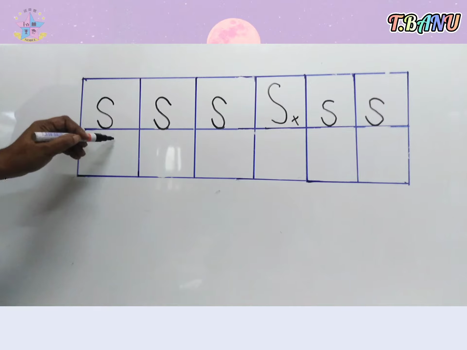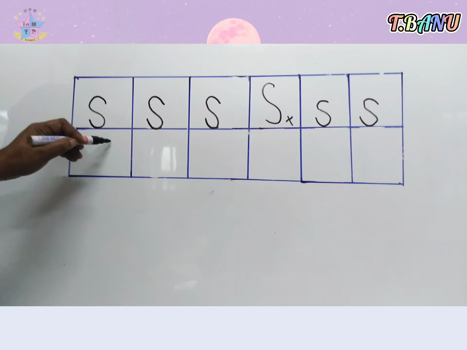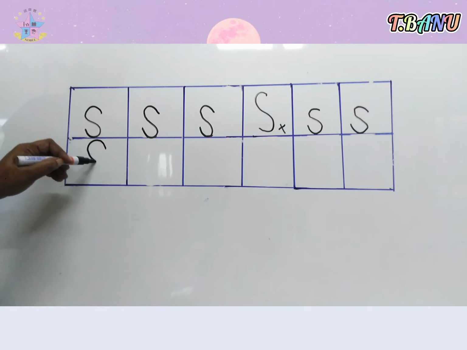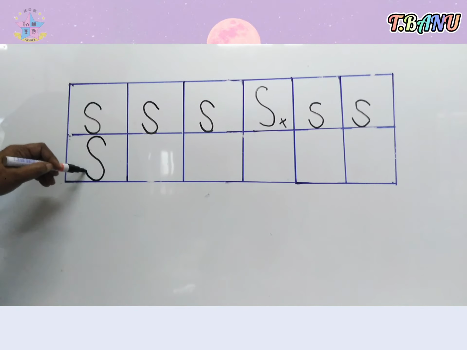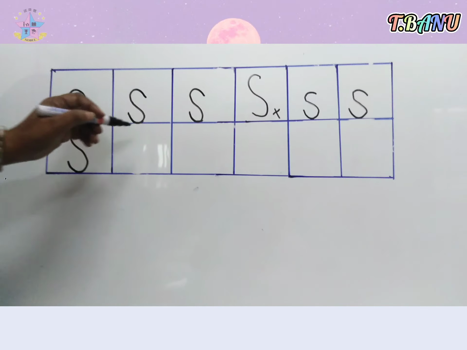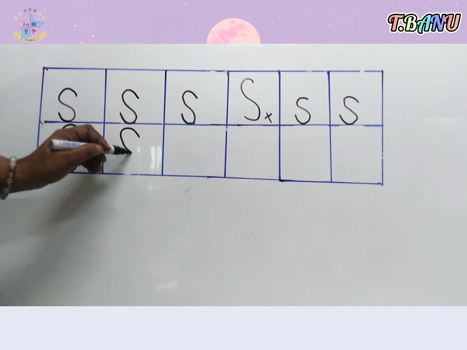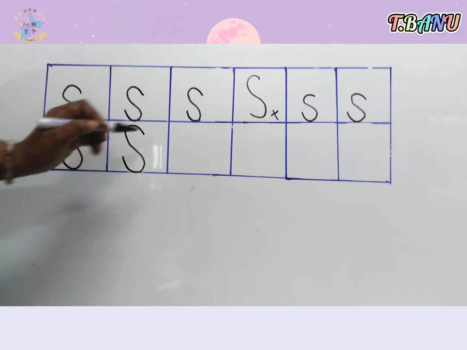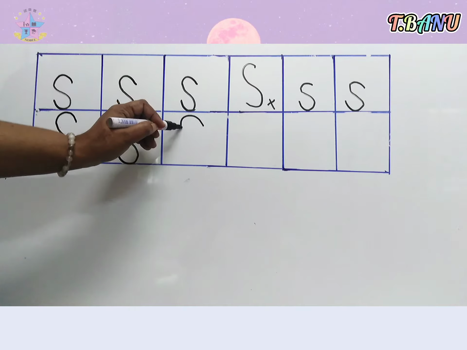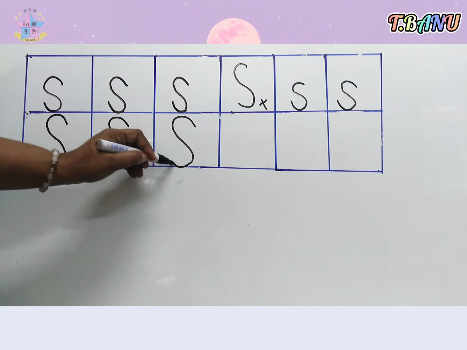Children, big letter S. So, you must write big, big. Make a big curve, slide down and then go up. Must touch the bottom line. Again, make a curve, slide down and then touch the bottom line. Again, make a curve, slide down, then go up.